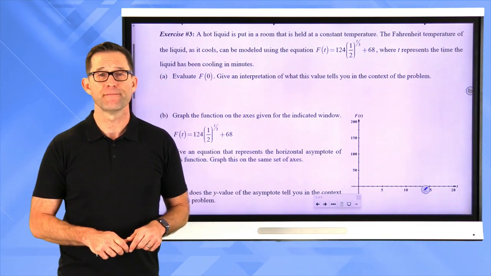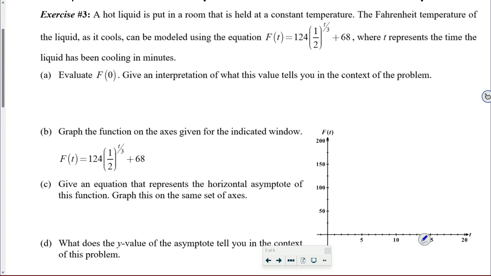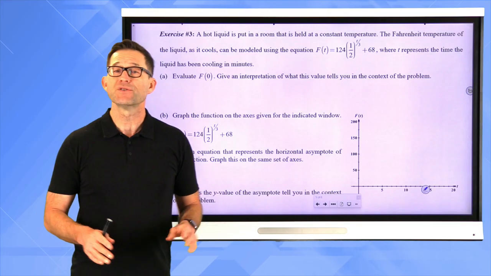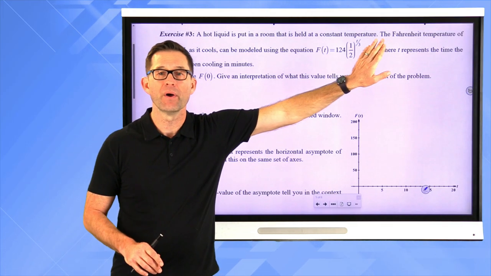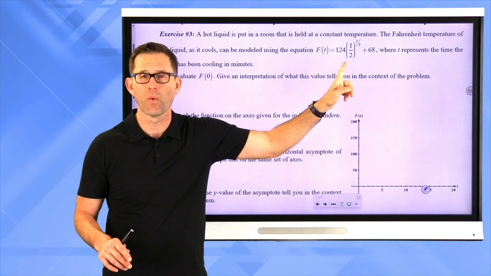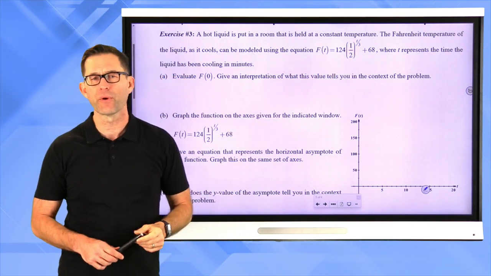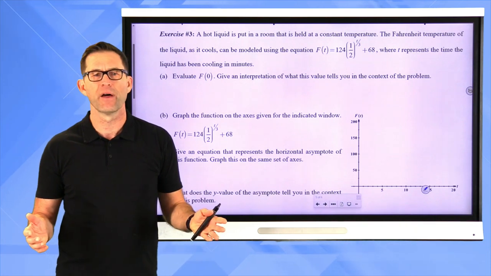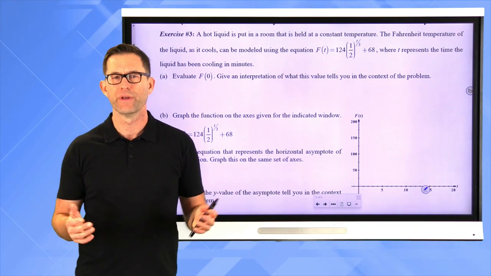So let's take a look at this. A hot liquid is put in a room that is held at a constant temperature. The Fahrenheit temperature of the liquid, as it cools, can be modeled using the equation f of t equals 124 times 1/2 to the t divided by 3 plus 68, where t represents the time the liquid has been cooling in minutes. Great. So keep in mind, of course, if I covered the 68 up, then what I would have here would be a garden variety decreasing exponential, the base is less than 1. Sure, the exponent is t divided by 3, but we saw something like that come up in half-life problems, so hopefully that doesn't worry you too much.